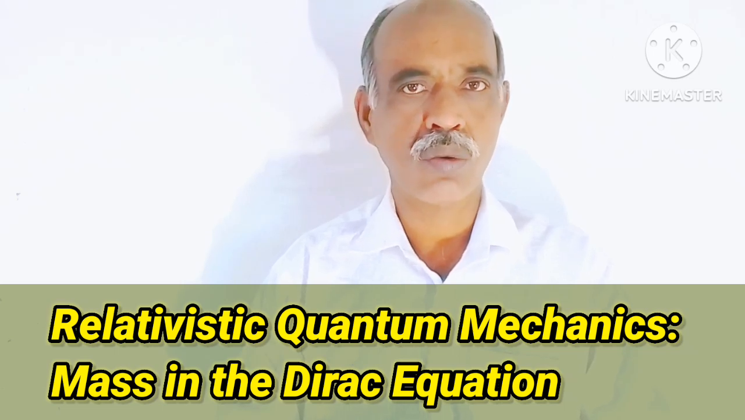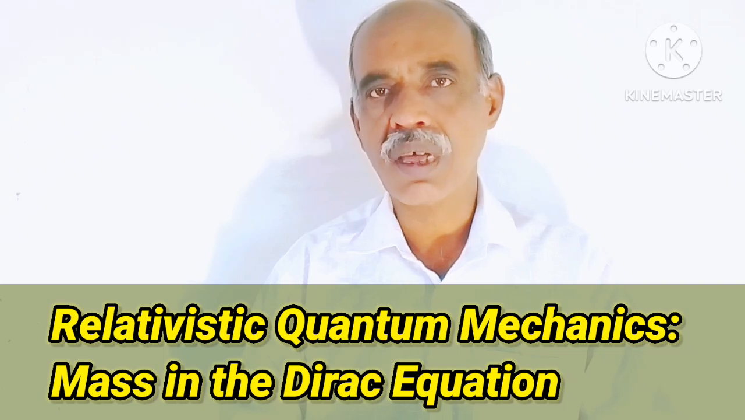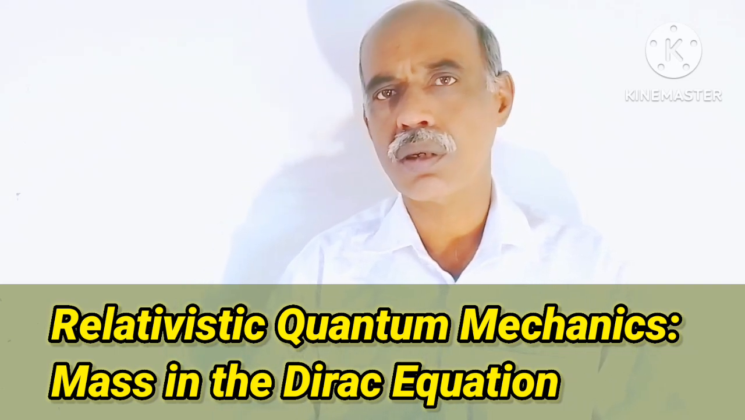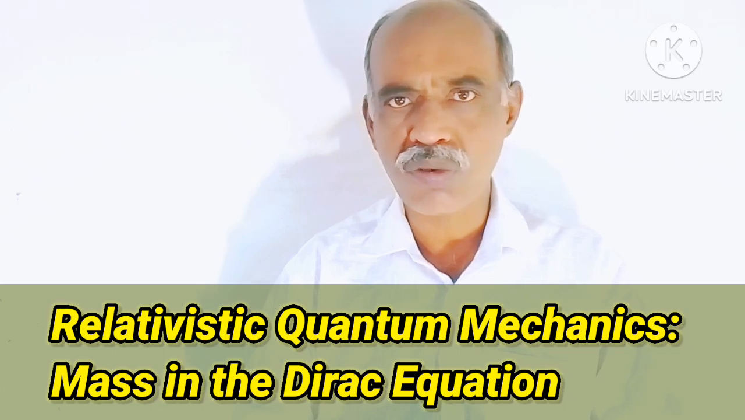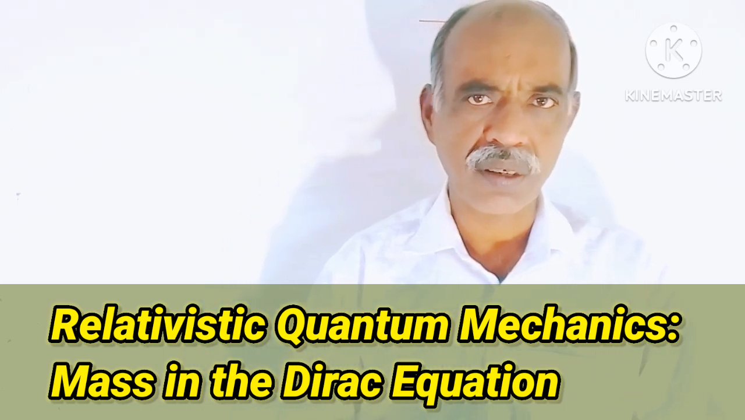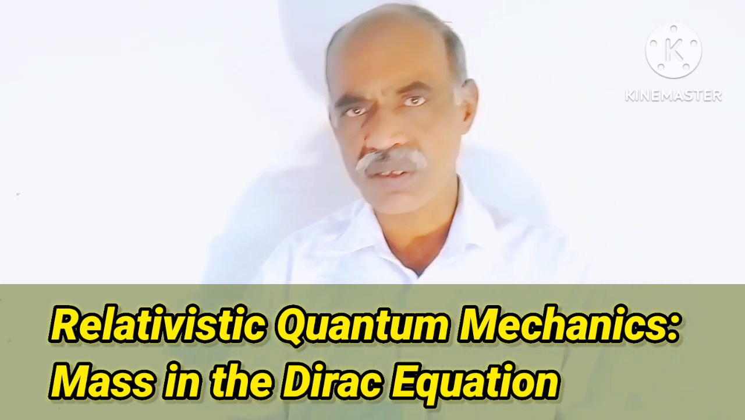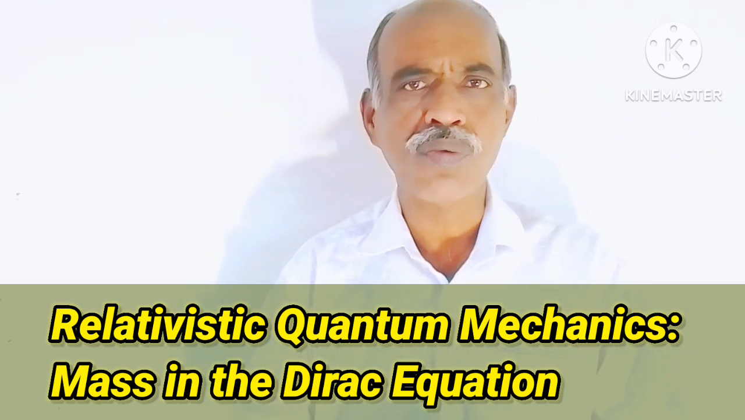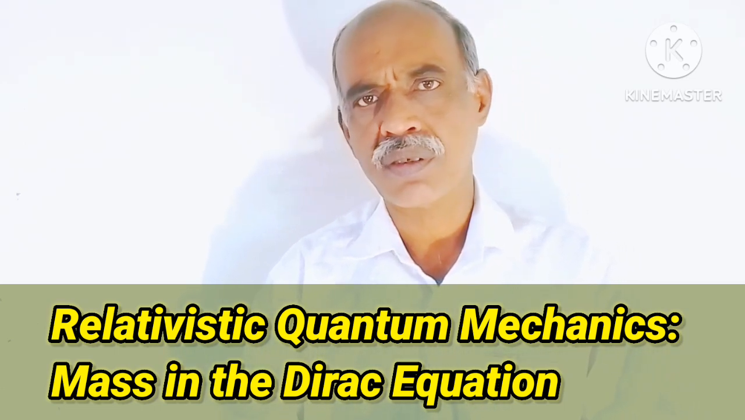Today we are going to discuss something about relativistic quantum mechanics. Electrons, protons, neutrons, all these fundamental particles. Again, quarks are there, neutrinos are there. So these particles move at different speeds.